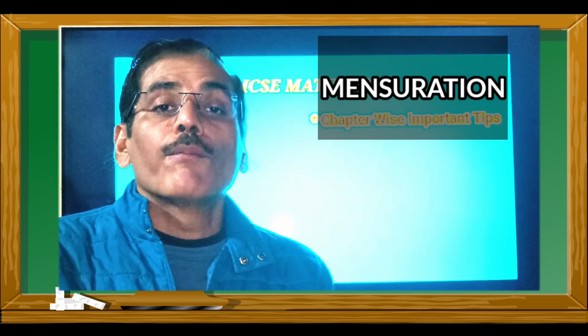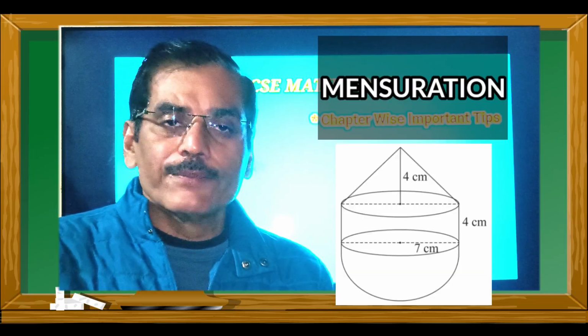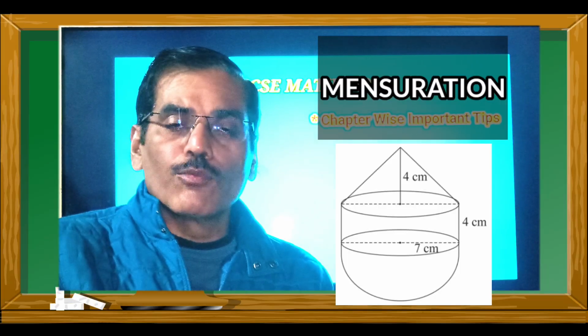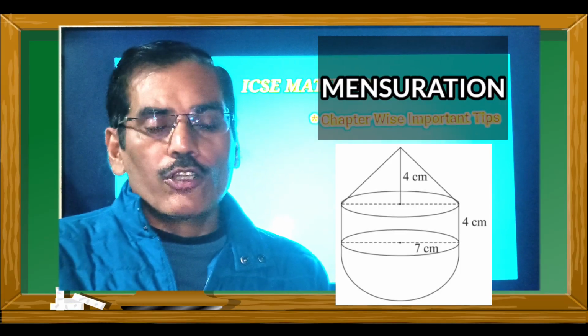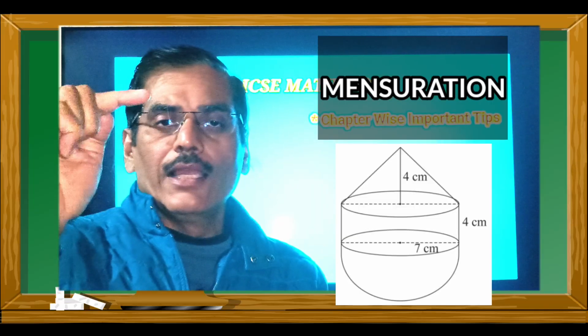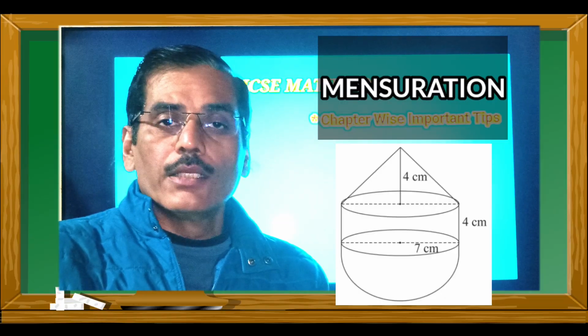Third type of question, figure questions based on combined figure. Combined figure means suppose a cylinder, on top a hemisphere, at the bottom a cone. You are asked to find the total volume or total surface area. Volume, very simple. Suppose a hemisphere, cylinder, cone is combined. Hemisphere's volume plus cylinder's volume plus cone's volume.